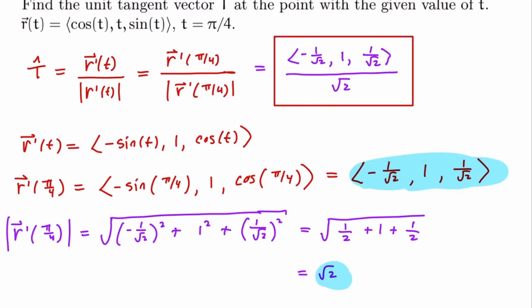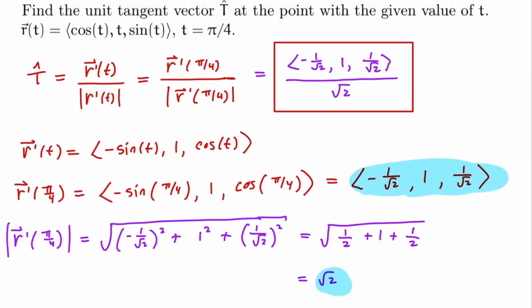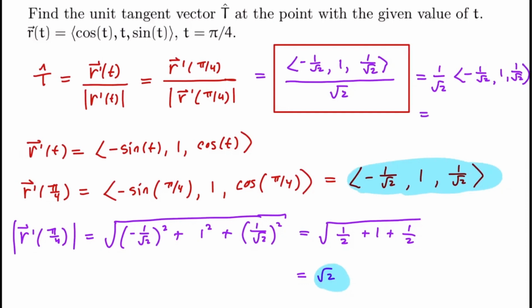Now, let's play around with it and just practice a little. If you want, you can just rewrite things this way. This is really 1 over square root of 2 times our vector: negative 1 over square root of 2, comma 1, comma 1 over square root of 2. So that's how you rewrite things. And then if we distribute 1 over square root of 2, we'll have negative 1 over 2, and then 1 over square root of 2, and positive 1 over 2. So that's another way you can write the same vector.